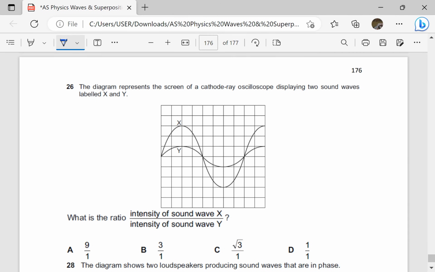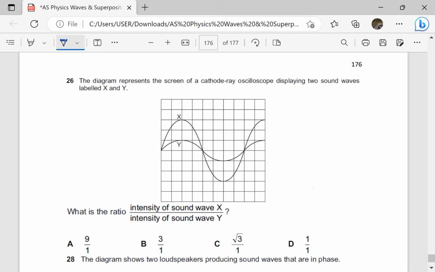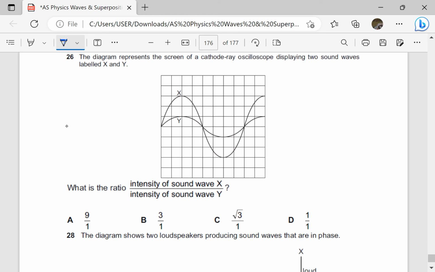The diagram represents the screen of a CRO displaying two sound waves, labeled X and Y. What is the ratio intensity of sound wave X over intensity of sound wave Y? Remember, intensity is directly proportional to amplitude squared. So if the amplitude of Y is represented by one box, the amplitude of X is represented by three boxes. So it means amplitude of X is 3 times amplitude of Y.